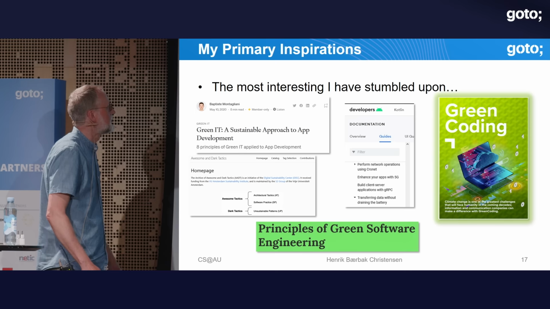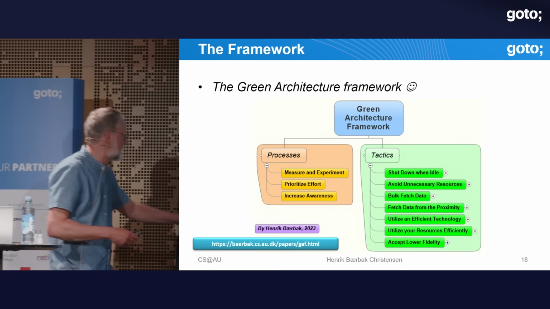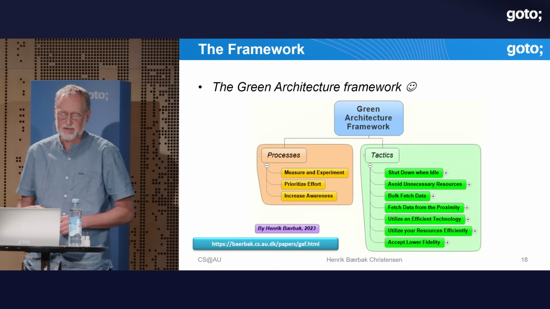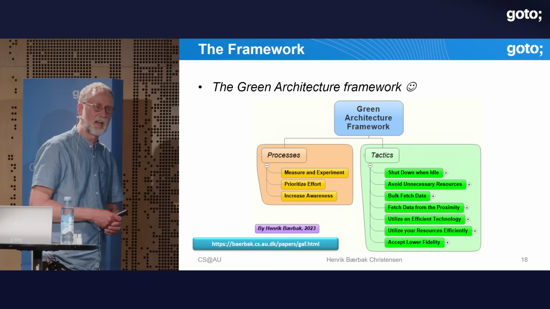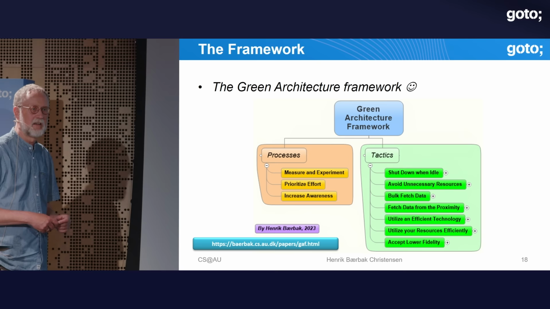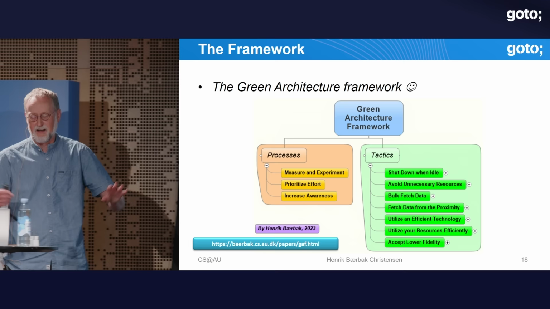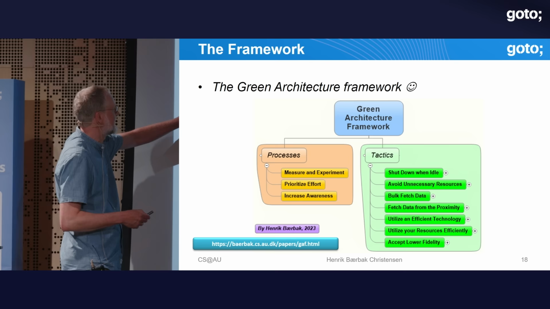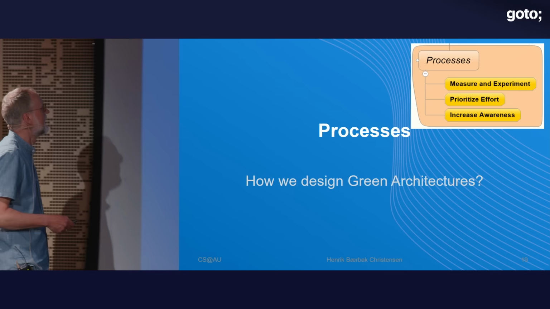It's all related to the paper, a work in progress, which you can find on this link, where I try to sum up everything I know: the tactics, or design principles, I've found in some categories and some concrete advice that you can apply in your programming and architecting in order to reduce energy consumption. So please visit it and leave some comments, I would love that. It's divided into processes and, more concretely, what do I do at the keyboard? So let's start with the processes.